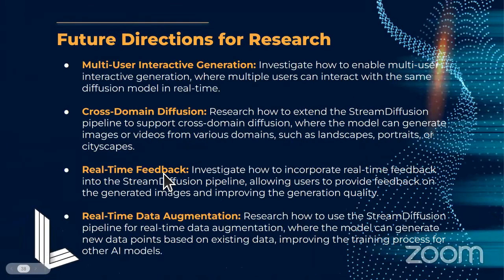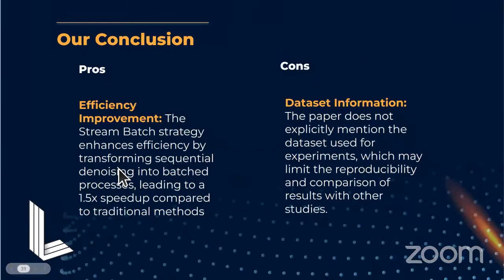So on our conclusion, we highlighted the pros and cons of StreamDiffusion, whereby on pros we were looking at the efficiency improvement. The stream batch strategy enhances efficiency by transforming sequential denoising into batch processing, leading to 1.5 times speed up compared to traditional methods. We are in a generation whereby people value their time. So we need to make sure that now we are having 1.5 times speed up compared to traditional methods. That is a plus, because we are in an era of technology where time matters, speed matters.